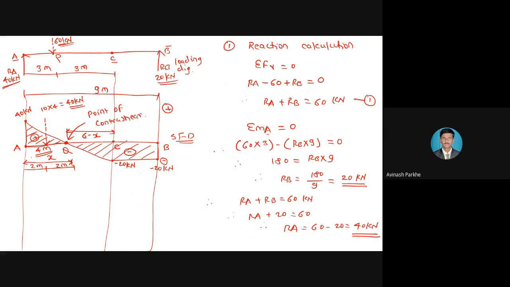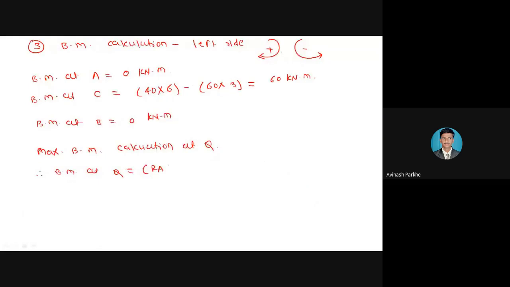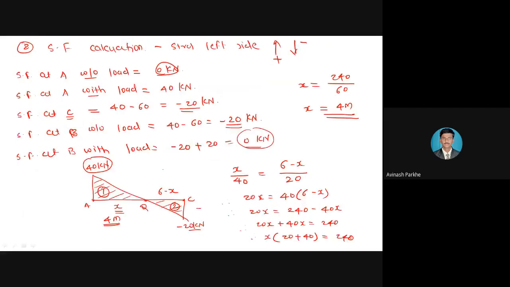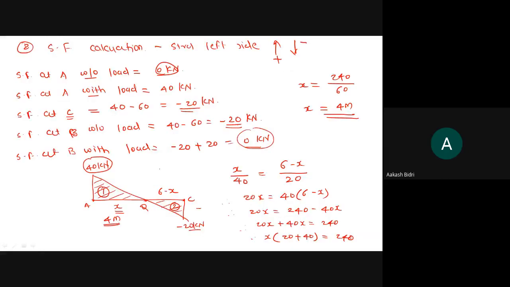Now take the moment at point Q. So the first reaction RA into what will be the multiplying distance from the figure? Please tell me. RA into what is the multiplying distance? Point Q ला आपण बेंडिंग मोमेंट घेतोय. Reaction A जर आपण घेतली, RA into 4, correct.